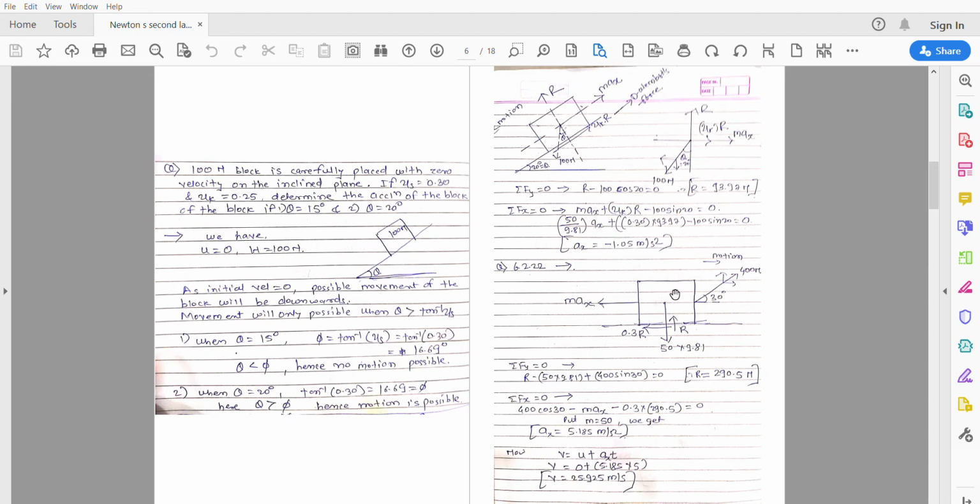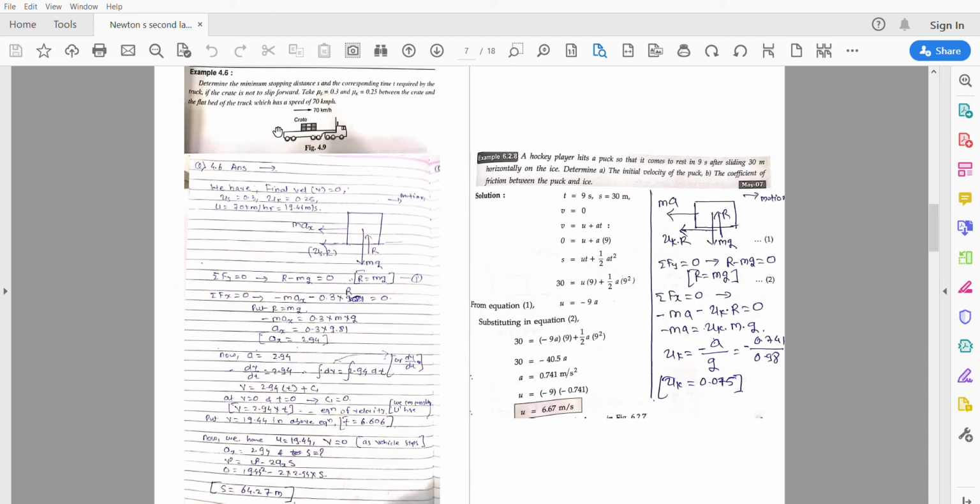In a similar case, acceleration and velocity were asked. This force is given 400 Newton, direction of motion is given, mu s and mu k are also given, and that's how you determine the acceleration, and after that you can determine velocity, distance, time, etc.